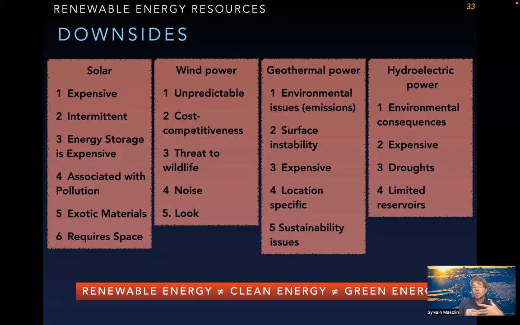It can still participate in global warming, such as, for example, hydroelectricity, which has been shown to release some methane that participates in global warming. So renewable energy is a good thing, but it still produces some side effects on the environment, and we should not forget about it. With that, we are done with this video number 3.